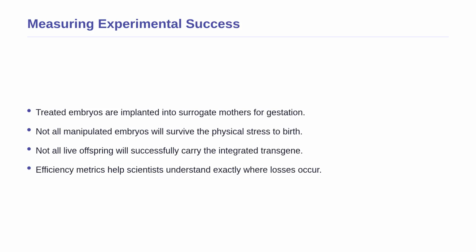After successfully calculating the volume and infecting the cells, the next phase of the experiment begins. The treated embryos are implanted into surrogate mothers. However, biology is unpredictable. Not all manipulated embryos will survive the physical stress of the procedure to be born alive. Furthermore, even among the live offspring, not all of them will successfully carry the integrated transgene to become transgenic founders. Because of these biological hurdles, scientists use specific efficiency metrics to evaluate the success of the experiment and understand exactly where losses occur in the pipeline.